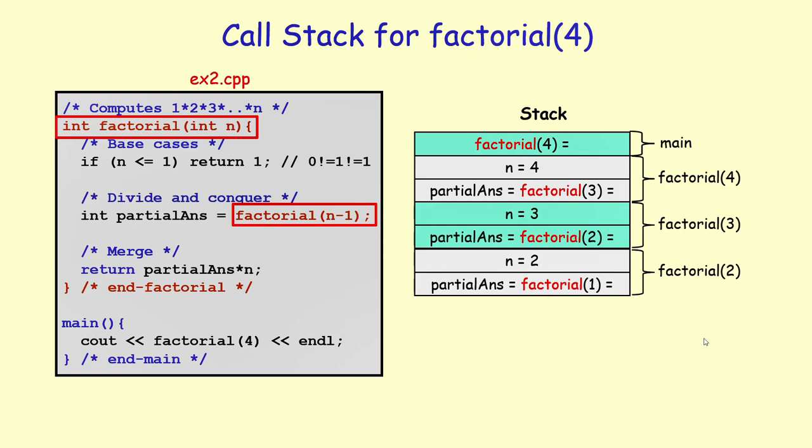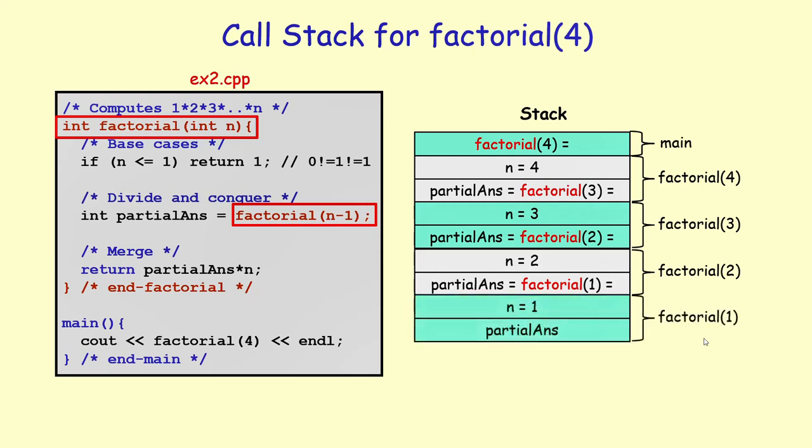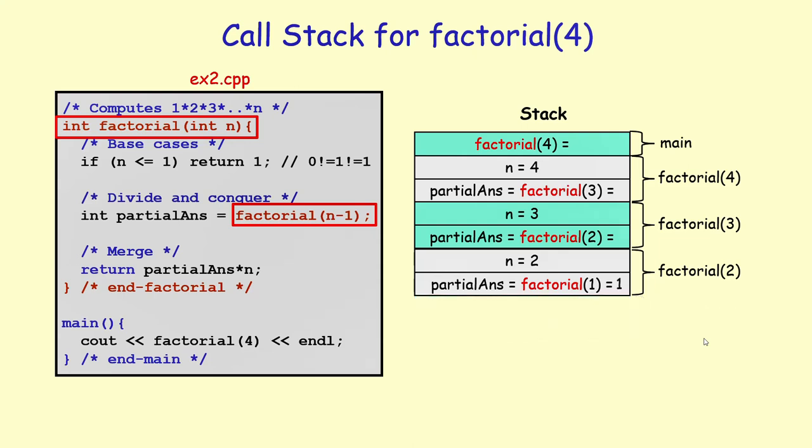Again, this is still not the base case, so we make another recursive call and enter factorial with a parameter value of 1. Space for n, the parameter, and the local variable is allocated on the stack, which means n is 1, partial answer is undefined. This is the base case, so now we return 1. And when we return, the space for factorial 1 is deallocated from the stack.